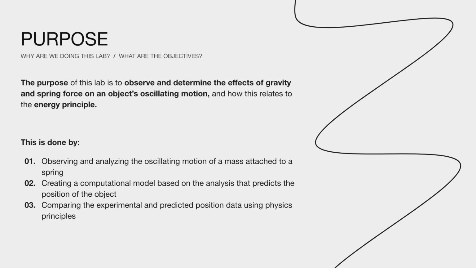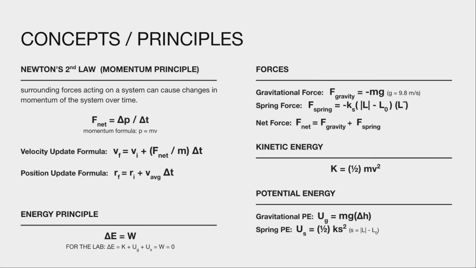This is done by observing and analyzing the oscillating motion of a mass attached to a spring, creating a computational model based on the analysis that predicts the position of the object, and then comparing the experimental and predicted position data using physics principles. These principles include Newton's second law or the momentum principle. This focuses on the fact that net force acting upon an object is dependent on the object's acceleration and mass.